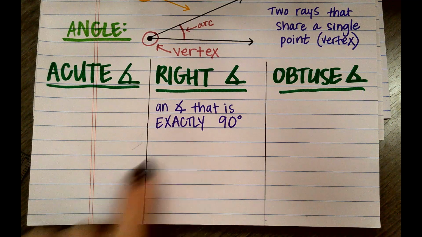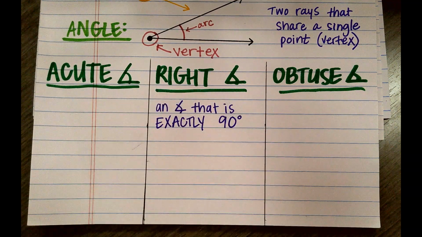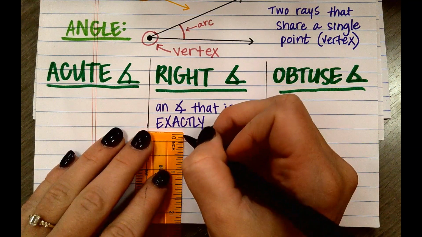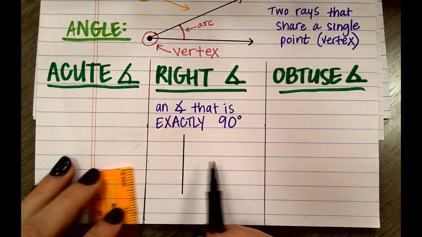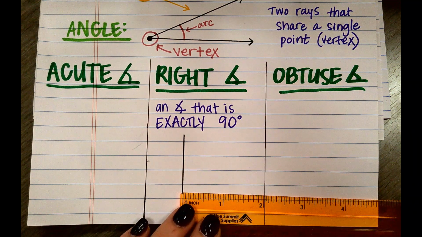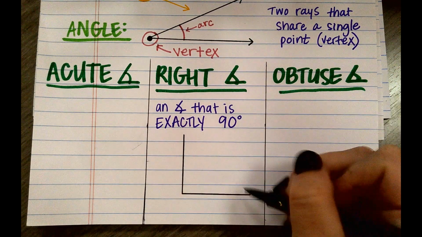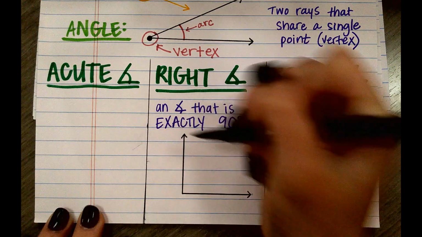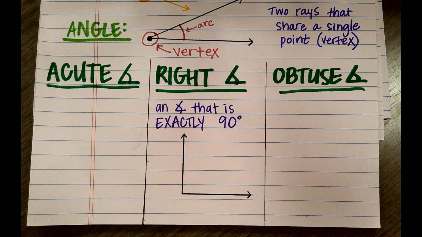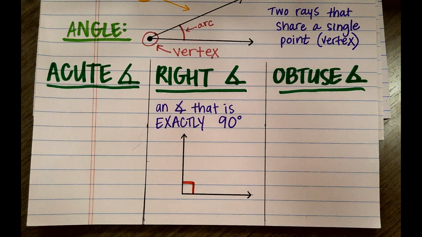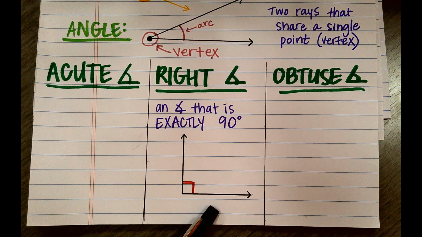Doesn't have to be perfect because your protractors are going to be tough to draw with in such a small space, depending on how you laid out your notes. So what I'm going to do is just kind of guesstimate. I'm going to draw a line pretty close to straight up and down, and another one over here. And to show that it's 90, we draw that box inside. So this is a right angle. It's exactly 90 degrees every single time.